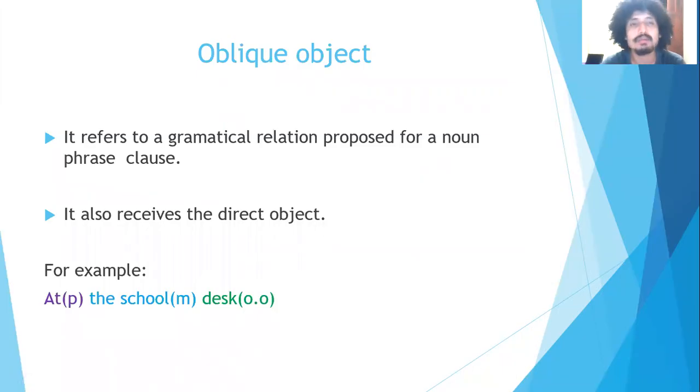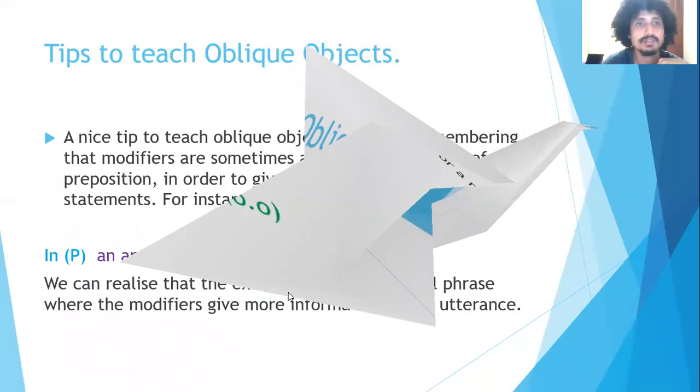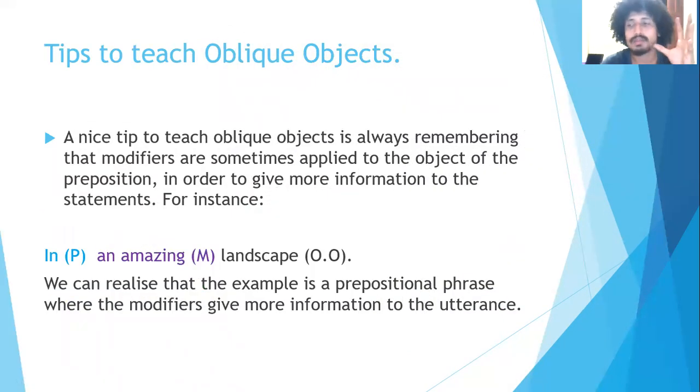On the other hand, we have oblique object. It refers to a grammatical relation proposed for a noun phrase clause. It also receives the direct object. For example, at the school desk. At, the preposition, the school, the modifier, and desk, the oblique object. It's receiving the direct object. Tips to teach oblique objects.